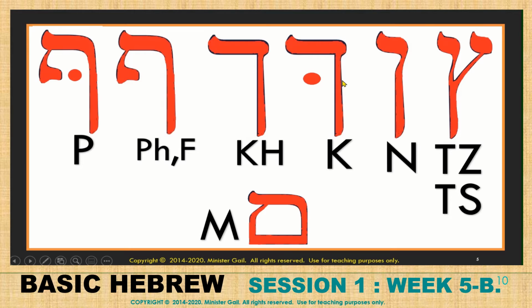The K final or sofit will be written like this, with a dot in the word at the end there. Or KH, ch, or CH, will be written as this final or sofit for the KH. PH or F, it will be spelled either way, both are correct, will look like this without a dot. With a dot, it's the P for the mouth. M for the water. M is written with a squared off edge on it and it's a smaller shape.